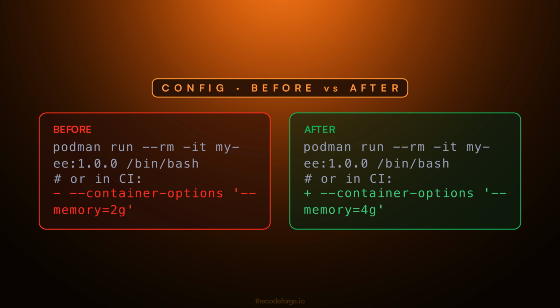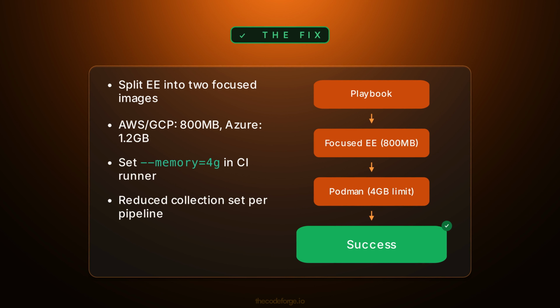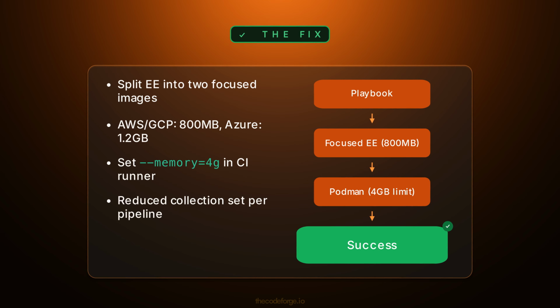The fix splits the EE into smaller images and increases the memory limit. The fix was to split the monolithic EE into 2 focused images, one for Amazon Web Services and GCP at 800 MB and one for Azure at 1.2 GB. We also set memory equals 4G in the CI runner config. By trimming collections to only what each pipeline needed, the images stayed lean and the OOM errors disappeared.